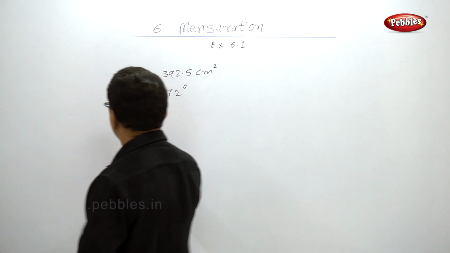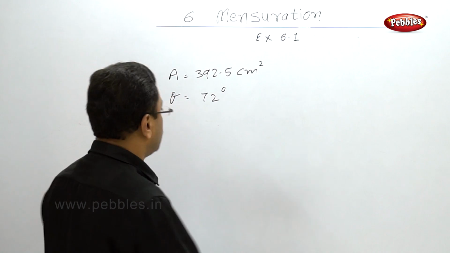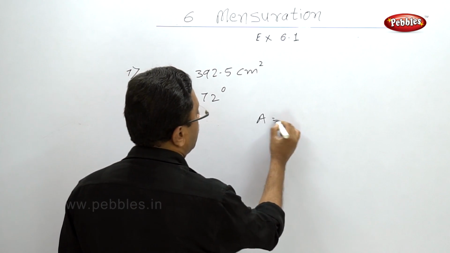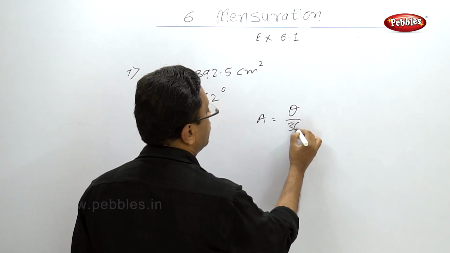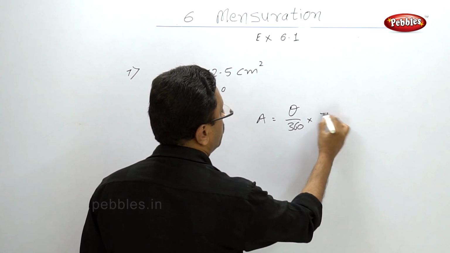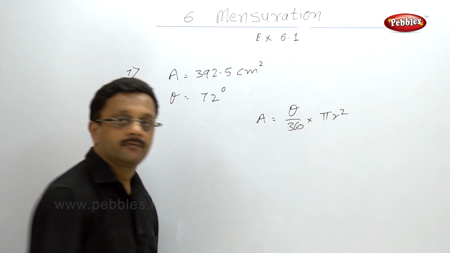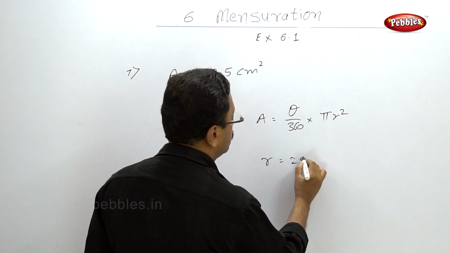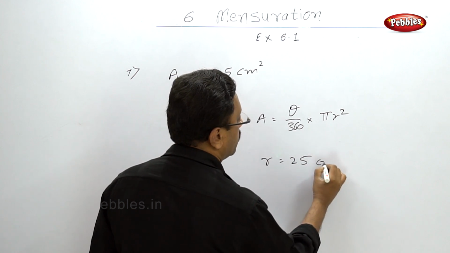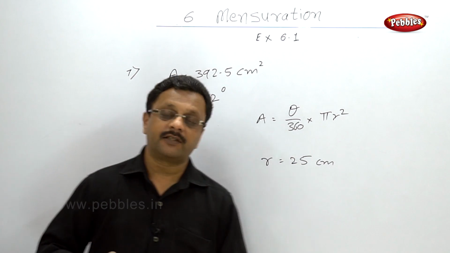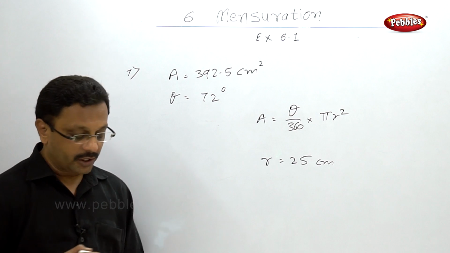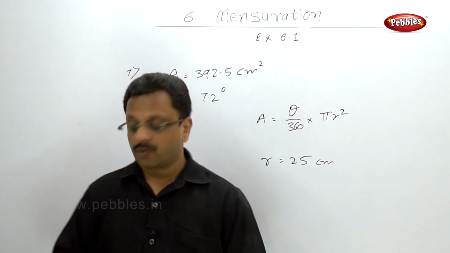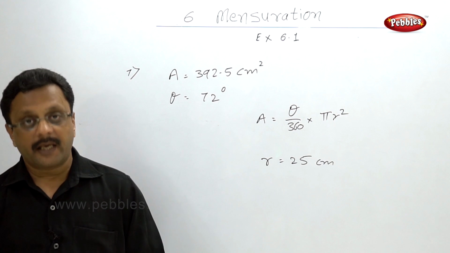Example number 7. You have to just substitute in the formula. Area is equal to theta by 360 into pi r square. When you solve this, you will get r is equal to 25. Of course, unit is centimeter. Please check your answer. Let us go to example number 8.